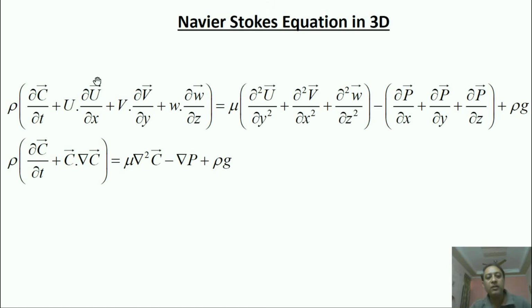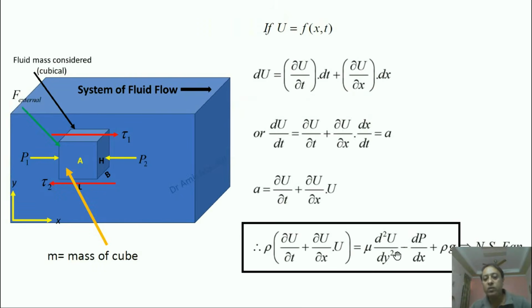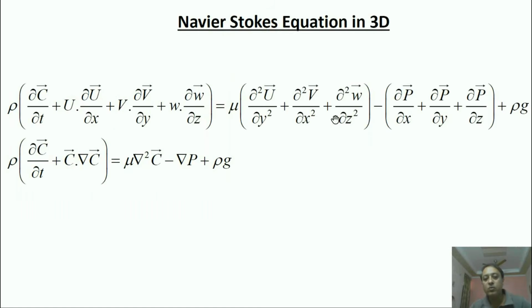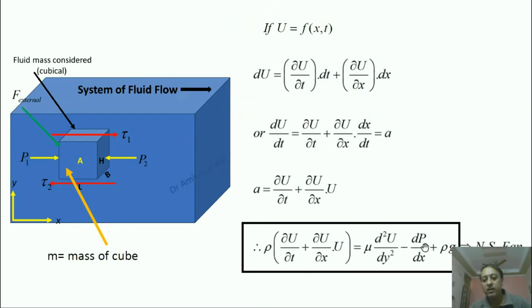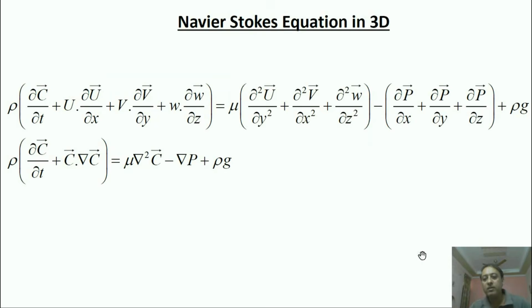In case of one dimension, only u into del u by del x was there; here there will be v into del v by del y plus w into del w by del z. And for this case, inside the bracket whose coefficient is mu, there will be del square v by del y square, compared to only del square u by del y square before, plus del square w by del z square. And for pressure, there was only dp by dx; now there will be del p by del x, del p by del y, del p by del z. So this is the complete Navier-Stokes equation.